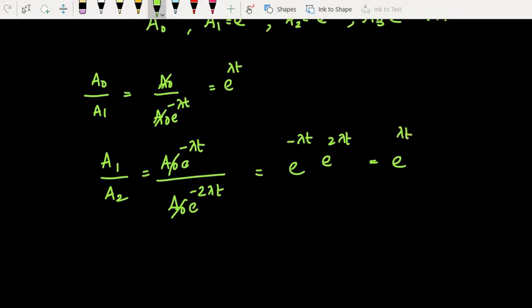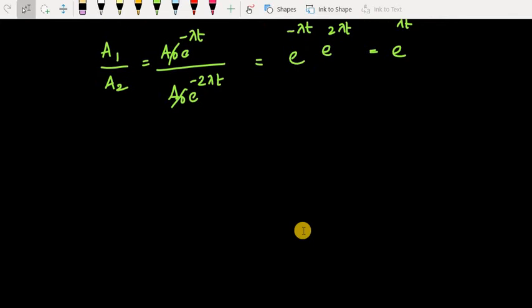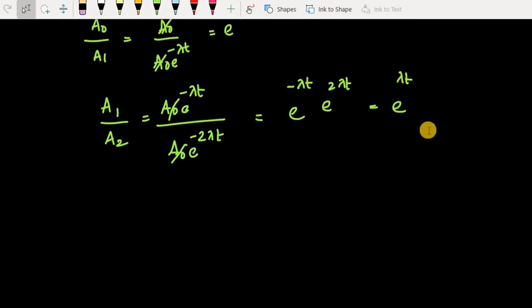Similarly, for any adjacent amplitudes, suppose we are taking the ratio of the amplitudes, we only consider either the upper half cycle or the lower half cycle. If we are taking the upper half cycle, we need to consider all the upper half cycles. If we are taking the lower half cycle, we need to consider all the lower half cycles. So if we take the ratio of the amplitudes, we are getting something which is constant, which is e raised to lambda t.